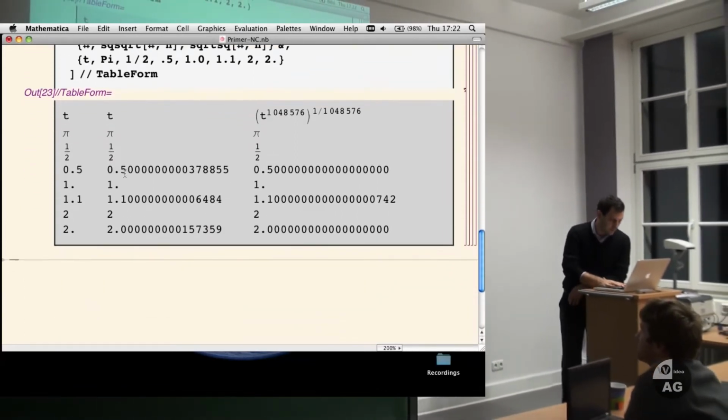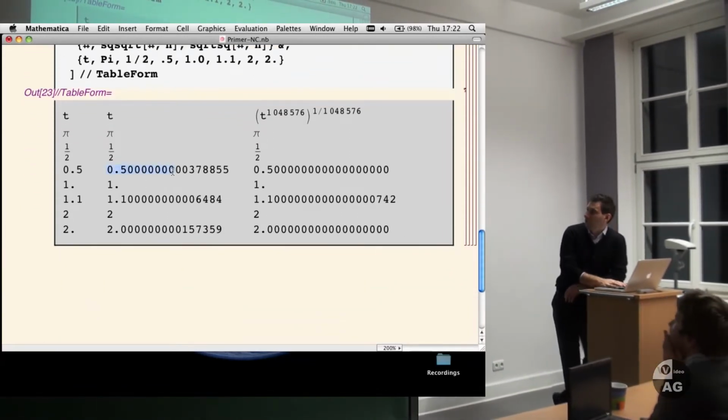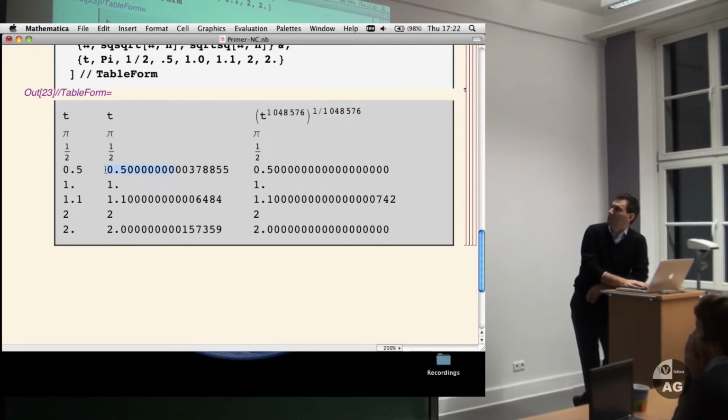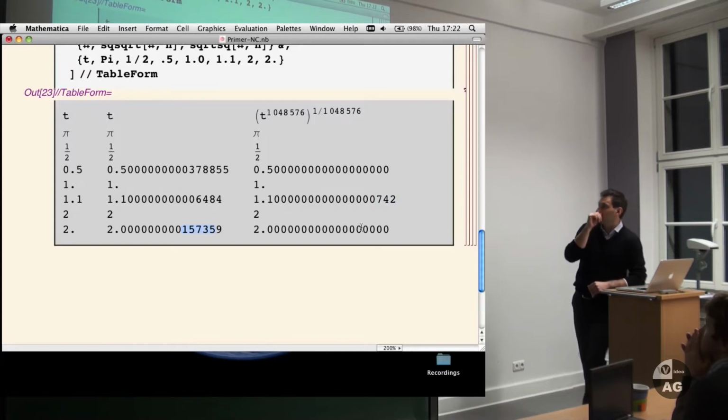Okay, so 1/2, 1/2, 0.5. Okay, this seems very accurate. 1, we predicted that. 2, we predicted that. 1.1, there is something, some rubbish here, some rubbish down here. 2 dot, rubbish, and over here it seems perfect.